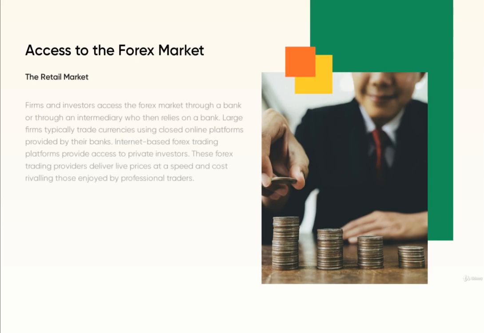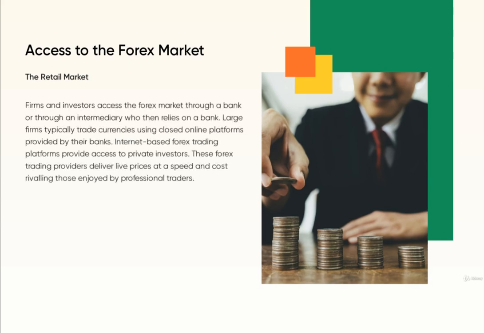The retail market. Firms and investors access the Forex market through a bank or through an intermediary who then relies on a bank. Large firms typically trade currencies using closed online platforms provided by their banks. Internet-based Forex trading platforms provide access to private investors. These Forex trading providers deliver live prices at a speed and cost rivaling those enjoyed by professional traders.